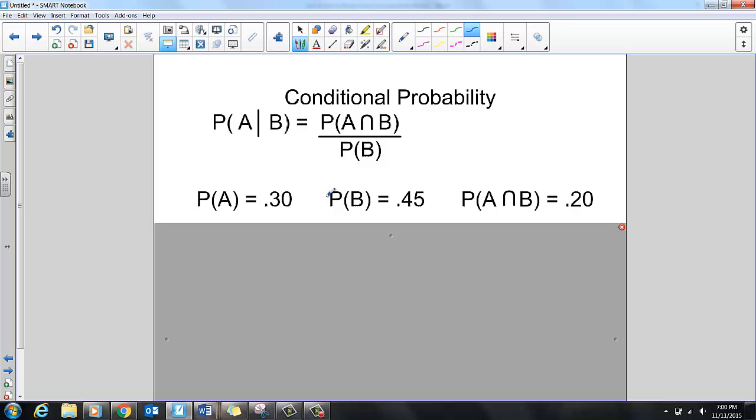All right, last thing, conditional probability. We want to use this formula up here. A given B, the second letter will always go underneath right here. Okay, so the probability of A and B, which in this case it already gave to us, is 0.20, divided by the probability of B. All right, it's as simple as that.